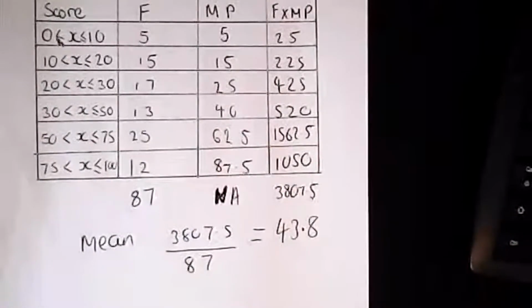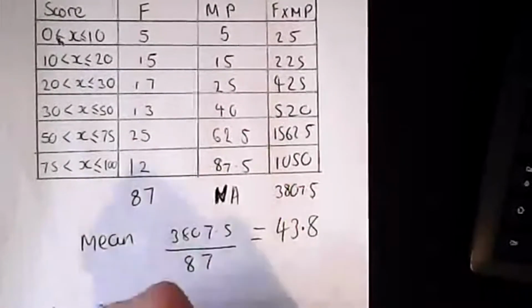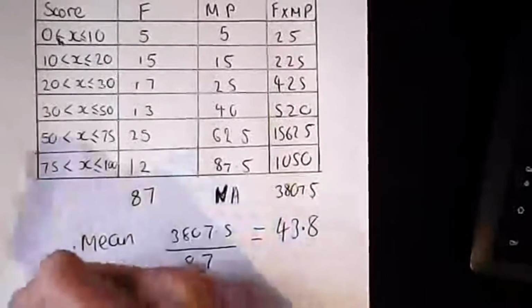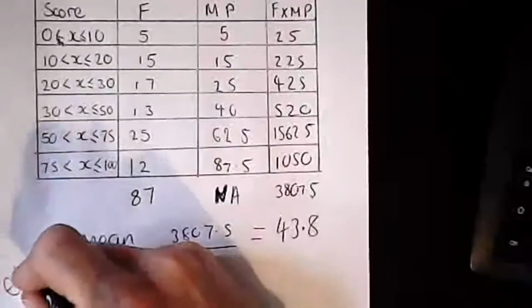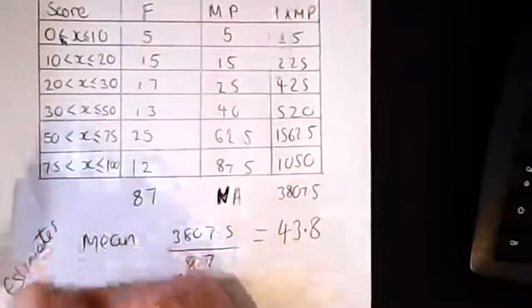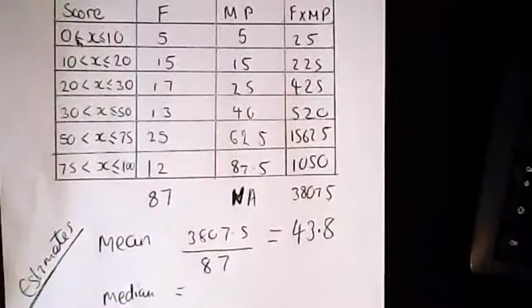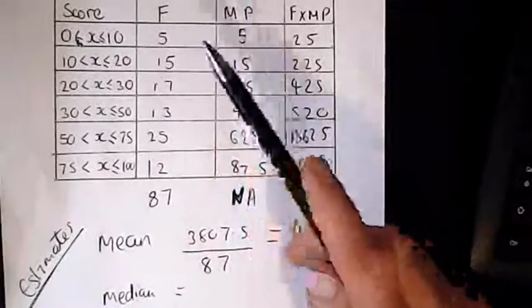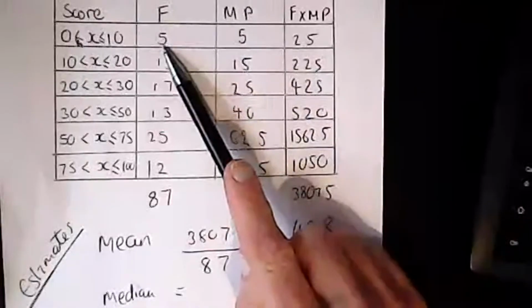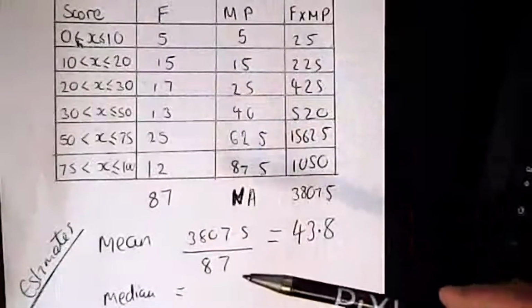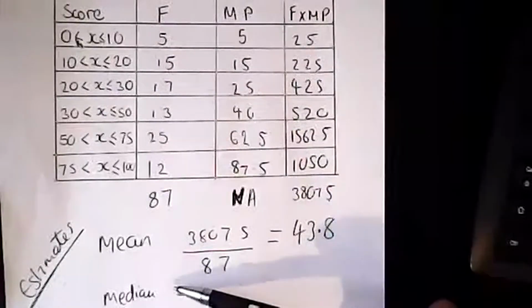Okay, next part then. We need the median now. Now this is an estimate of the median. These are all estimates. The reason they're estimates is because we have to make decisions about the missing information, and the missing information here is that we don't know the exact scores. We just know they lie in a category. This is something you've got to be aware of.